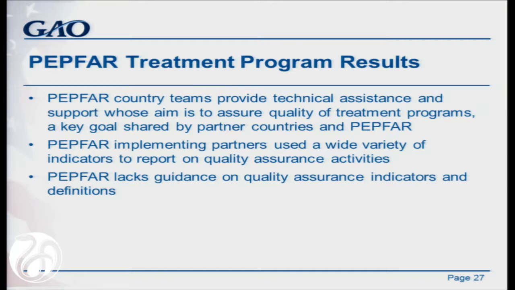When implementing partners are doing this quality assurance technical assistance and other types of interventions, they report to USAID and CDC on their outputs and their outcomes. And that's where we saw in those quarterly reports a broad range of indicators used to report on quality and quality assurance. And the devil can be in the details, as anyone knows with indicators.